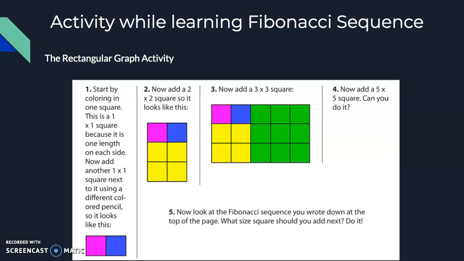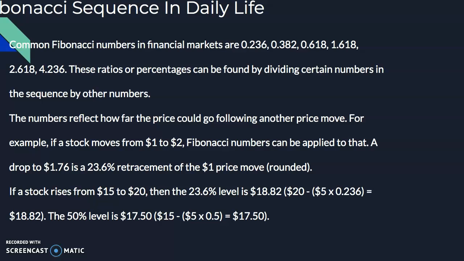An activity that teachers can use in their classroom with the Fibonacci sequence is the rectangular graph activity. The teachers will hand out graphing paper to their students, and they'll give them the Fibonacci sequence in front of them, and they have to color each square in by each number. So the first number, which is 1, would be a 1 by 1 box, and then so on.